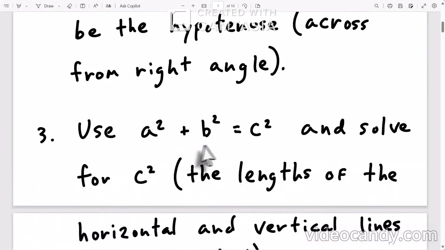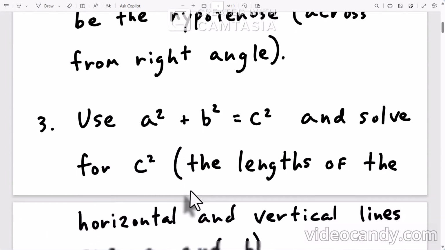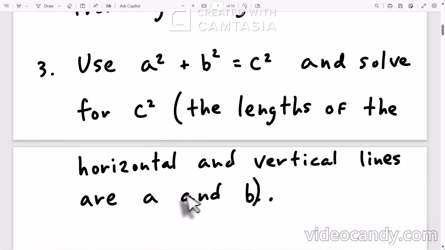Okay, you want to use a squared plus b squared equals c squared and solve for c squared. The lengths of the horizontal and vertical lines are a and b. So they are going to get plugged into the formula here for a and b, and you're going to solve for c squared. And then, of course, solve for c by taking the square root.